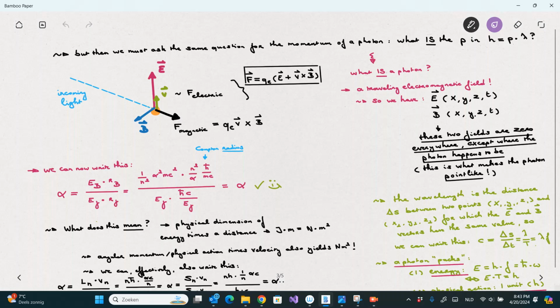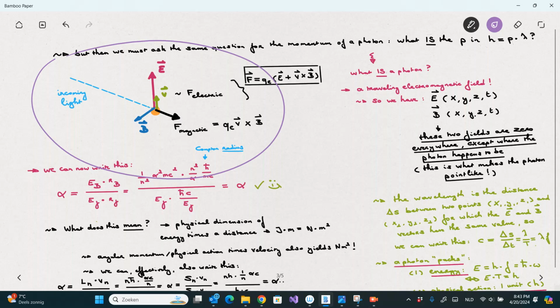I hope it becomes clear with this picture. So we say, oh, the force associated with a photon. I mean, there's no charge. We must ask the same question for the momentum. What's the momentum of a photon? What is the p in the de Broglie relationship, which says that the momentum of a photon times its wavelength should be equal to one unit of Planck's quantum of action? Well, think of it like this.